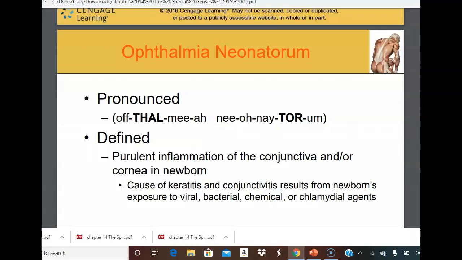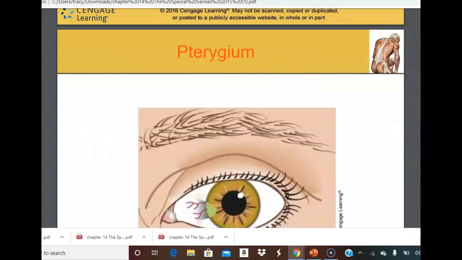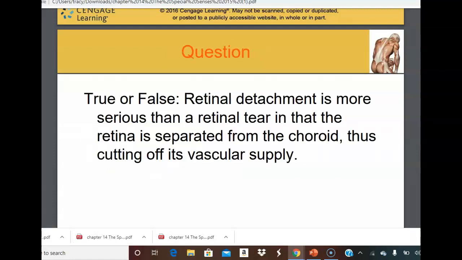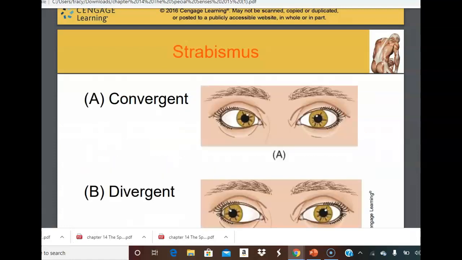So there are two congenital eye situations listed here. They have ophthalmia neonatorum, and then in a little bit we have trachoma. These are both very similar.